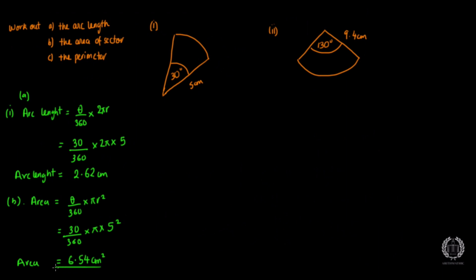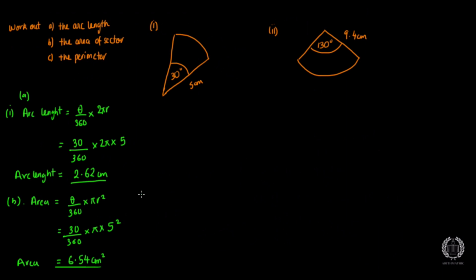Now again, just double check if this is right, because I might have made silly mistakes in the calculator, but this should be the answers. Just make sure you put this in and it gives the right answers as well. But okay, this is the arc length and this is the area.